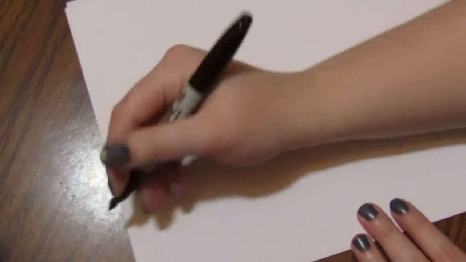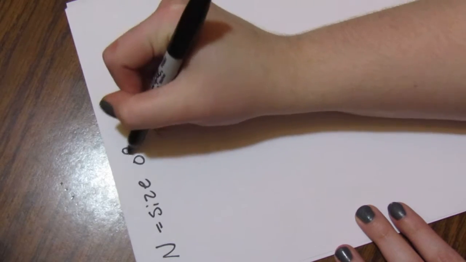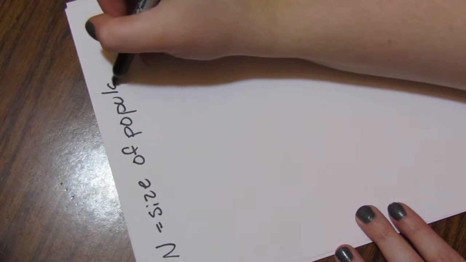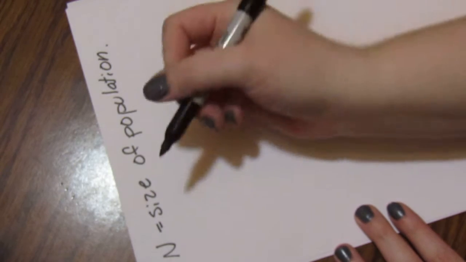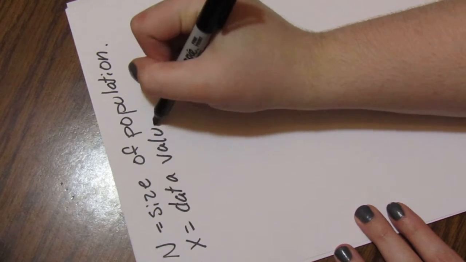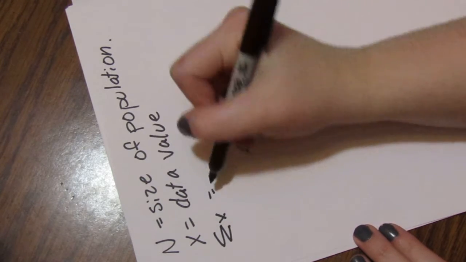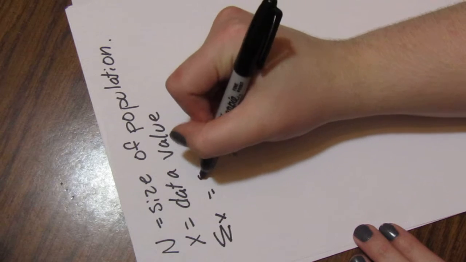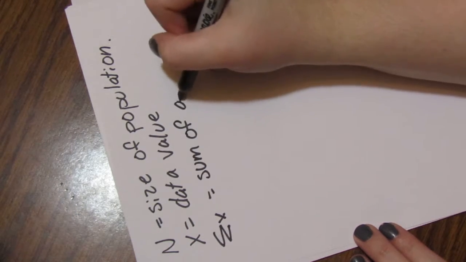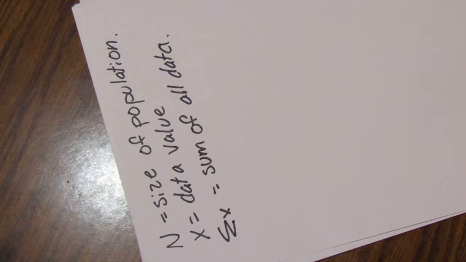So the first thing we went over was the different symbols, such as N equals size of population. X equals data value. Σx is the sum of all data. And parts of this are also in the textbook in chapter 3, pages 71 and 72.